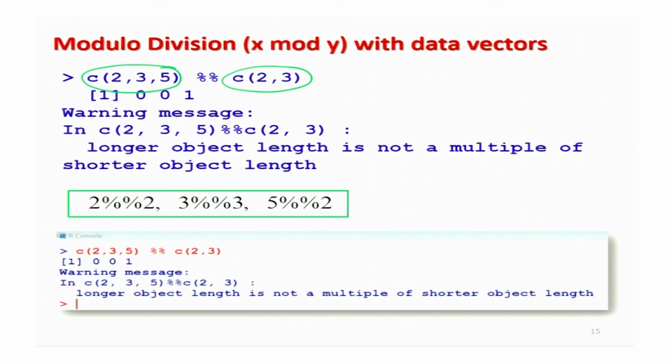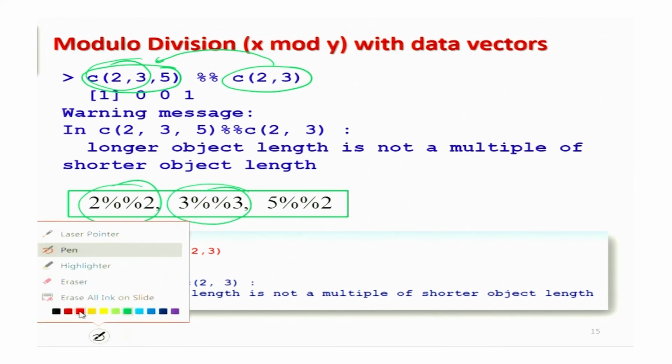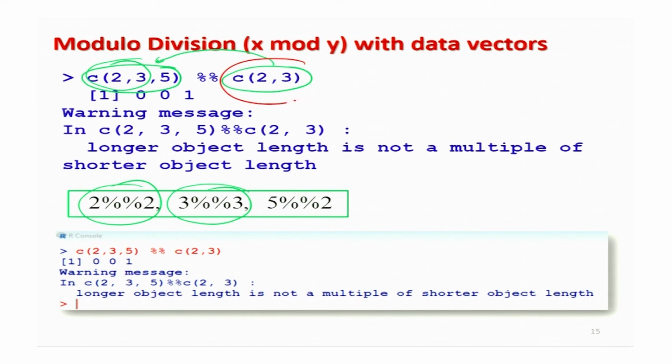So now in this case, the similar operation will happen: this C23 will come over here and try to operate over this C23. So this will become 2 modulo division by 2 and 3 modulo division by 3, and after that one value is left. So this C23 will come here again and it will try to do this modulo division of 5 with respect to 2.